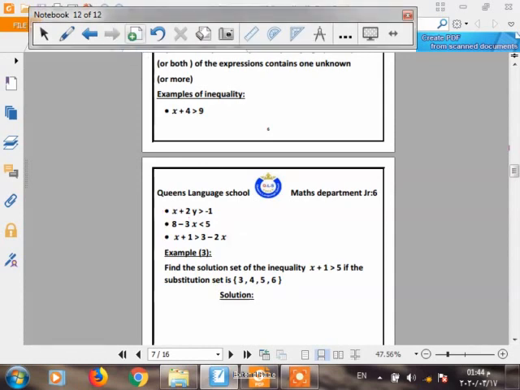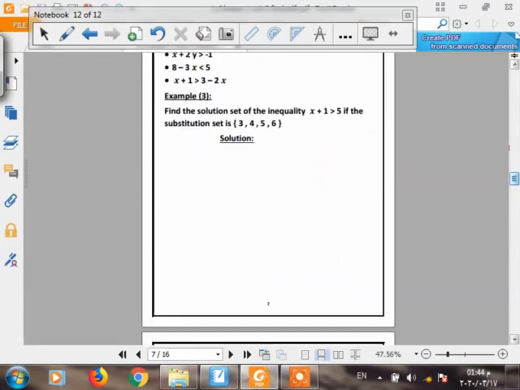Okay, let's solve this example as we did with equations. Find the solution set of the inequality x plus 1 greater than 5 in the substitution set 3, 4, 5, 6. As we solved the equation, I use each element of the substitution set. If x equals 3, let's check the left side. x equals 3, so x plus 1 will be 3 plus 1 equals 4. Is 4 greater than 5? No, 4 is not greater than 5.